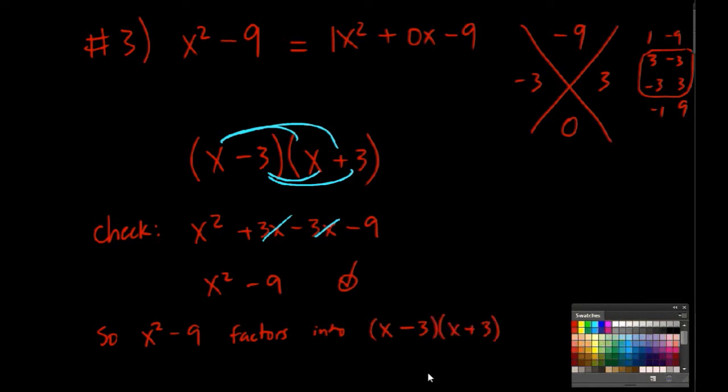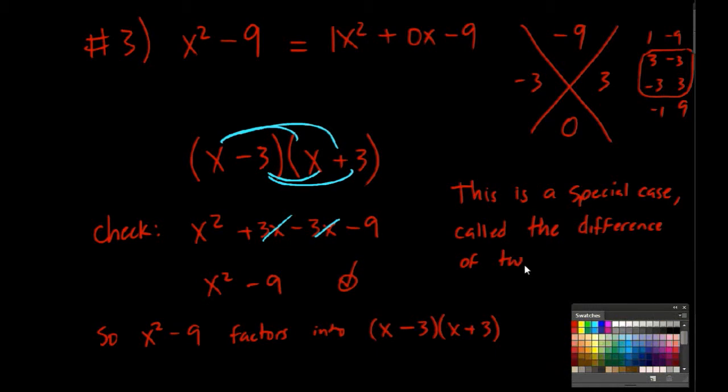And actually, this problem is a special case, and there's a name for this special case. It is called the difference of two squares. And the reason we call it that is because we have x squared, and then 9 is really 3 squared. So we have x squared minus 3 squared.